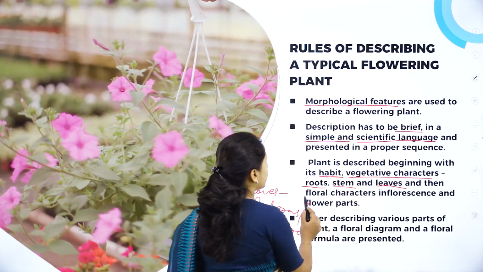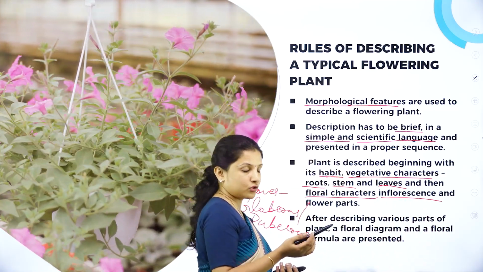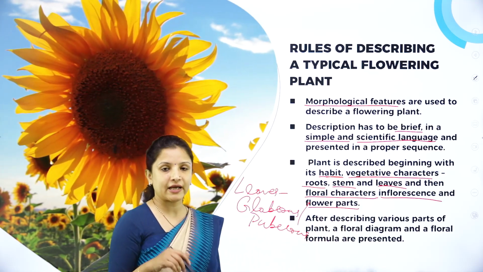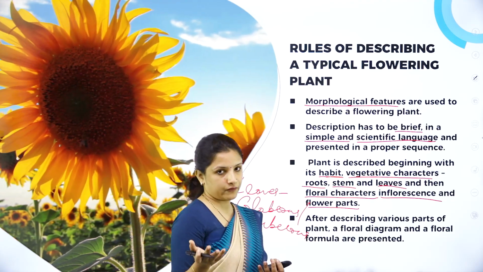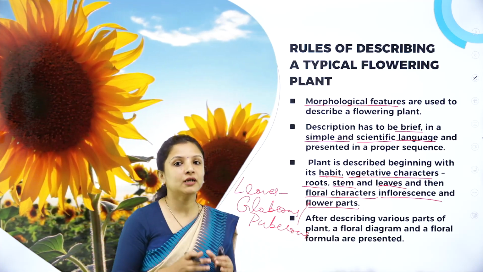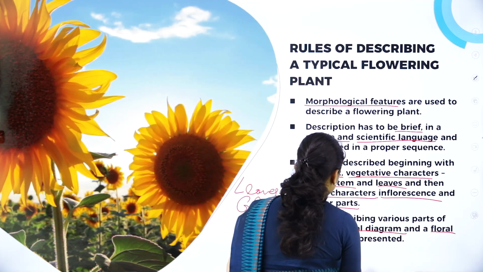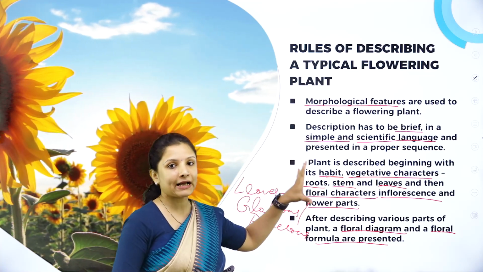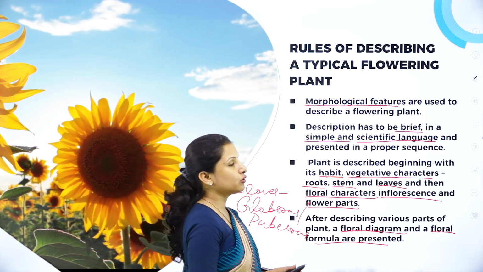And then we have to go in for the floral characters, wherein we have to write about the arrangement of the flowers on the floral axis, that is the inflorescence, and we have to describe the flower parts as I told you, the calyx, corolla, and then the androecium and the gynoecium. So that is how we have to describe. And after describing the parts of the plant, a floral diagram has to be drawn and the floral formula also should be written. So these are the rules that any taxonomist should follow while describing a flowering plant. So now we know the rules.